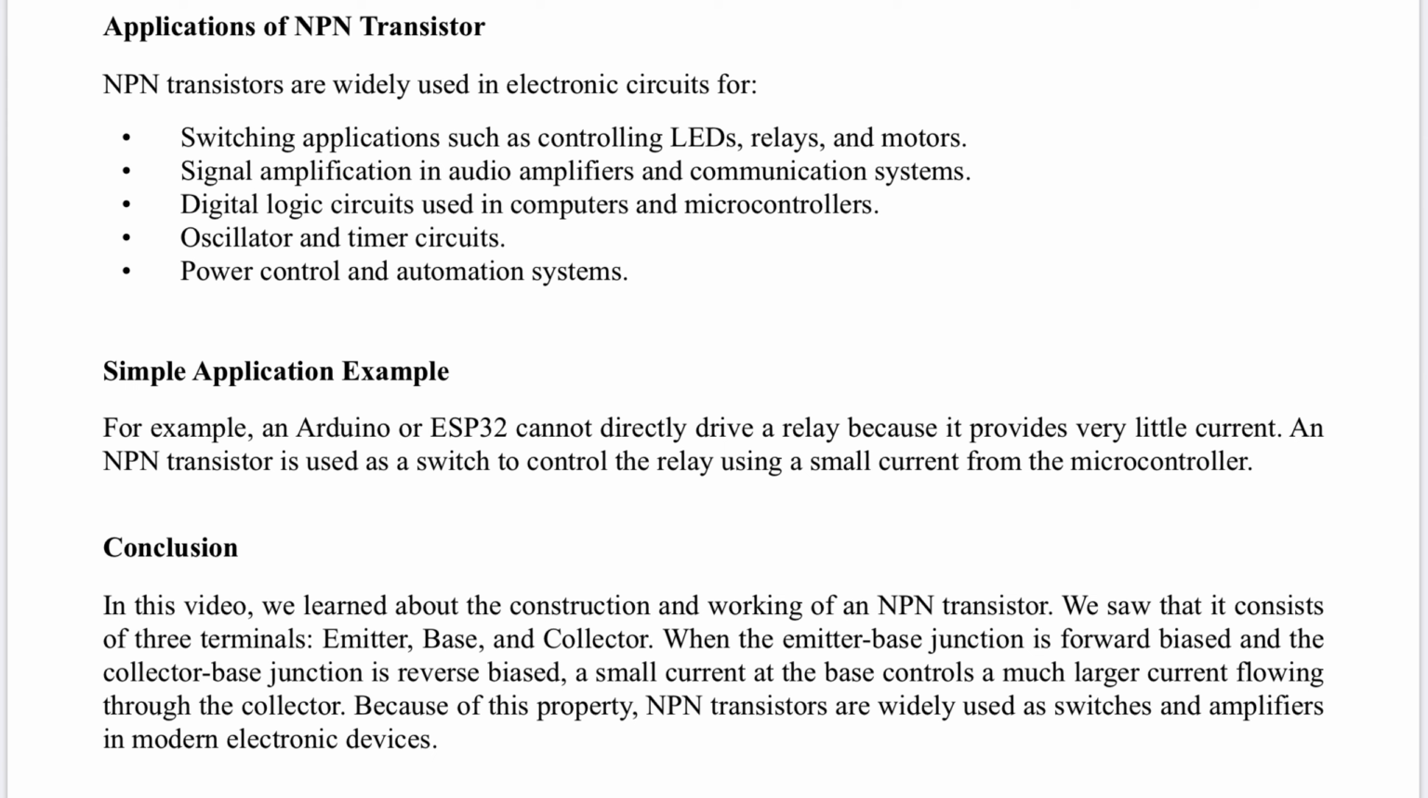Conclusion: in this video, we learned about the construction and working of an NPN transistor. We saw that it consists of three terminals: emitter, base, and collector. When the emitter base junction is forward biased and the collector base junction is reverse biased, a small current at the base controls a much larger current flowing through the collector. Because of this property, NPN transistors are widely used as switches and amplifiers in modern electronic devices.